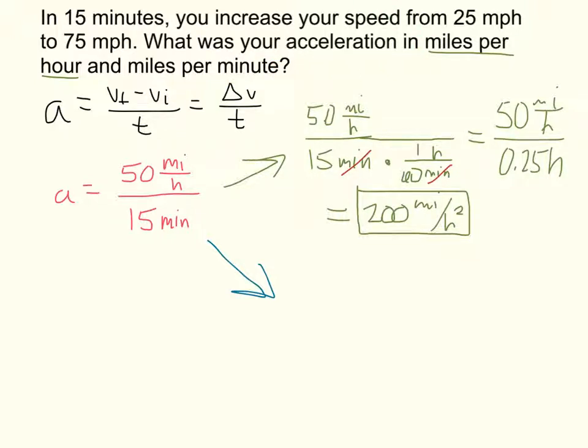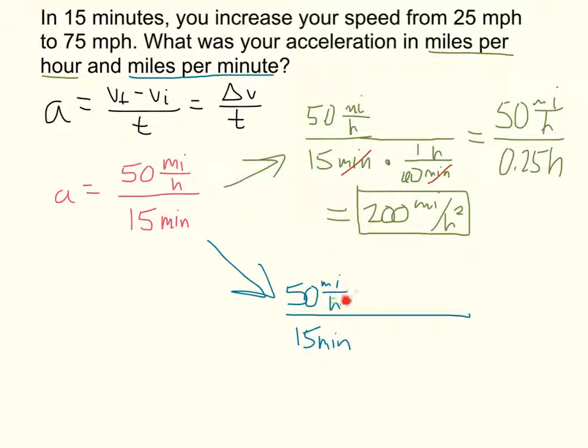Now let's calculate the same thing in miles per minute. This value might make a little more sense simply because we're measuring our time in minutes, and we're doing this within a matter of 15 minutes instead of a full hour. So we're going to start off the problem the same way. I'll have a nice big fraction. 50 miles over hours over 15 minutes. But I want my answer in miles over minutes.